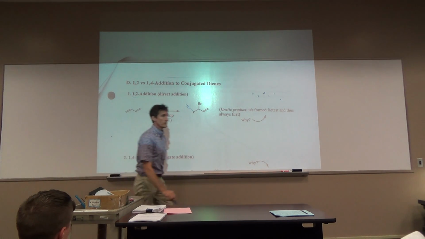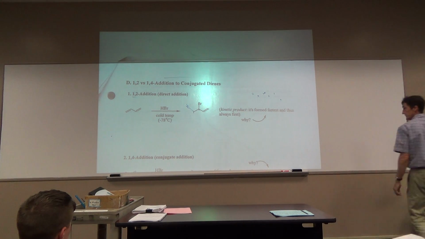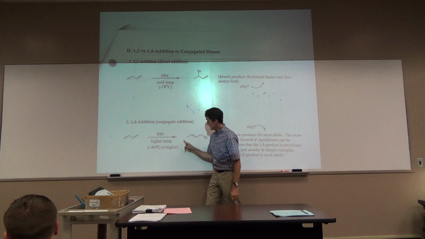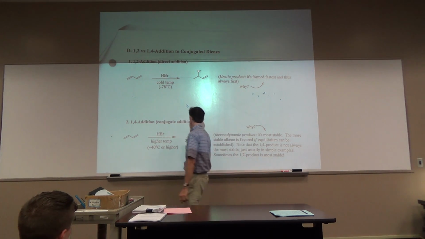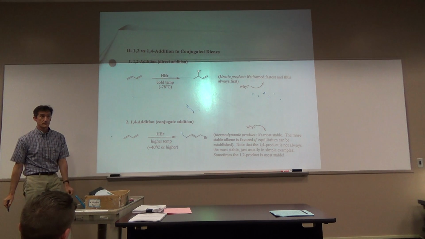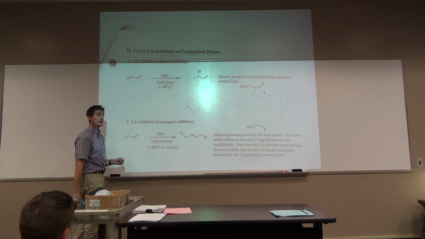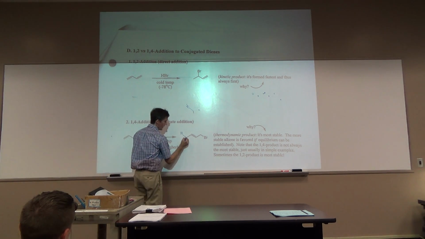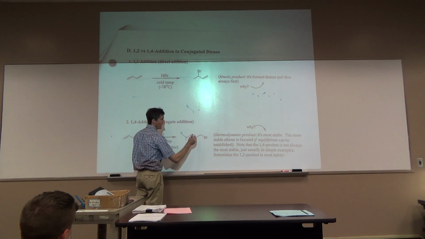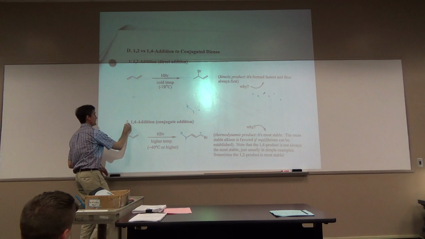Look at it down below. Where's the new H? 2 on the end, 3 there. So there must be a new H there. And that's the only place there's a new H. You've got to evaluate what happened here. So if we call that 1, what carbon is the bromine on? 4. Called a 1,4 addition.